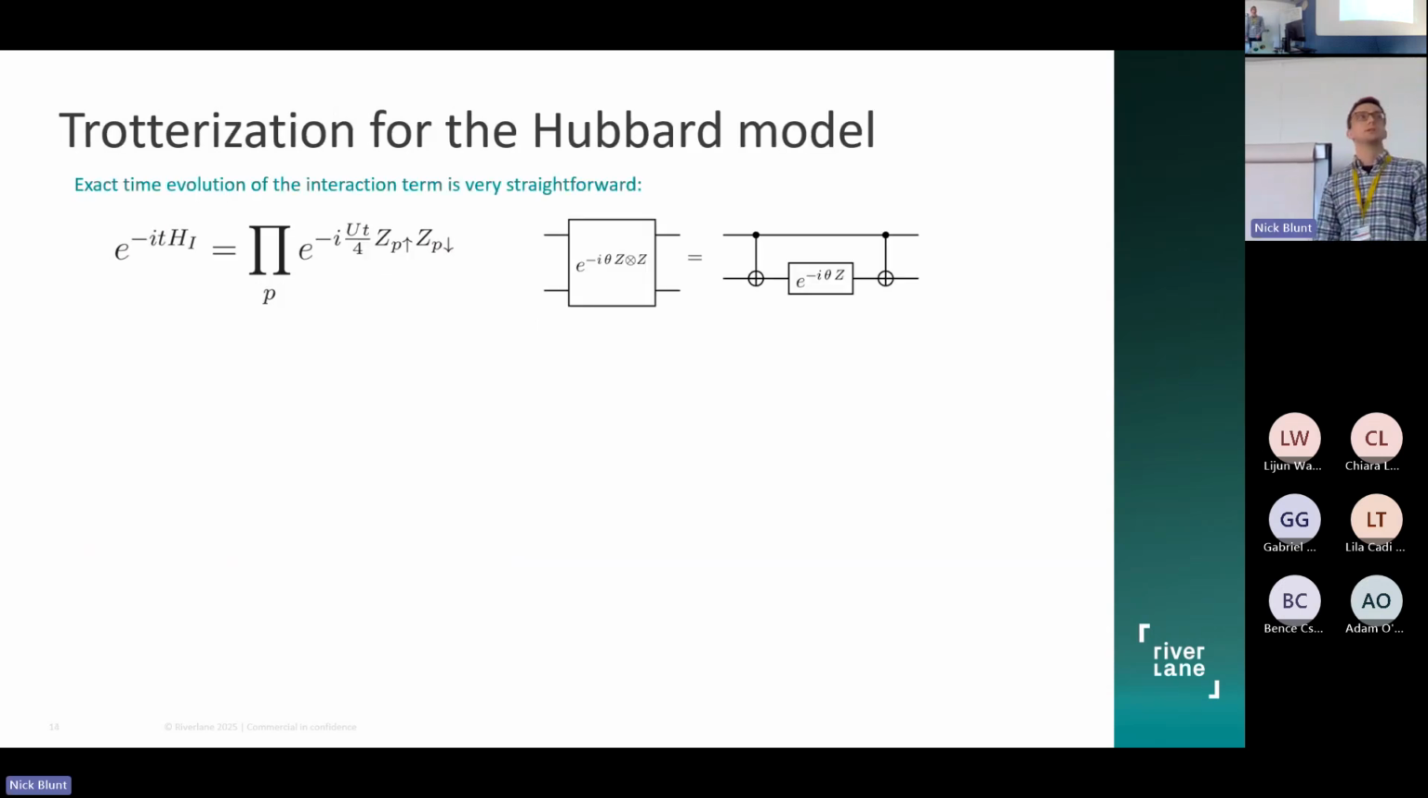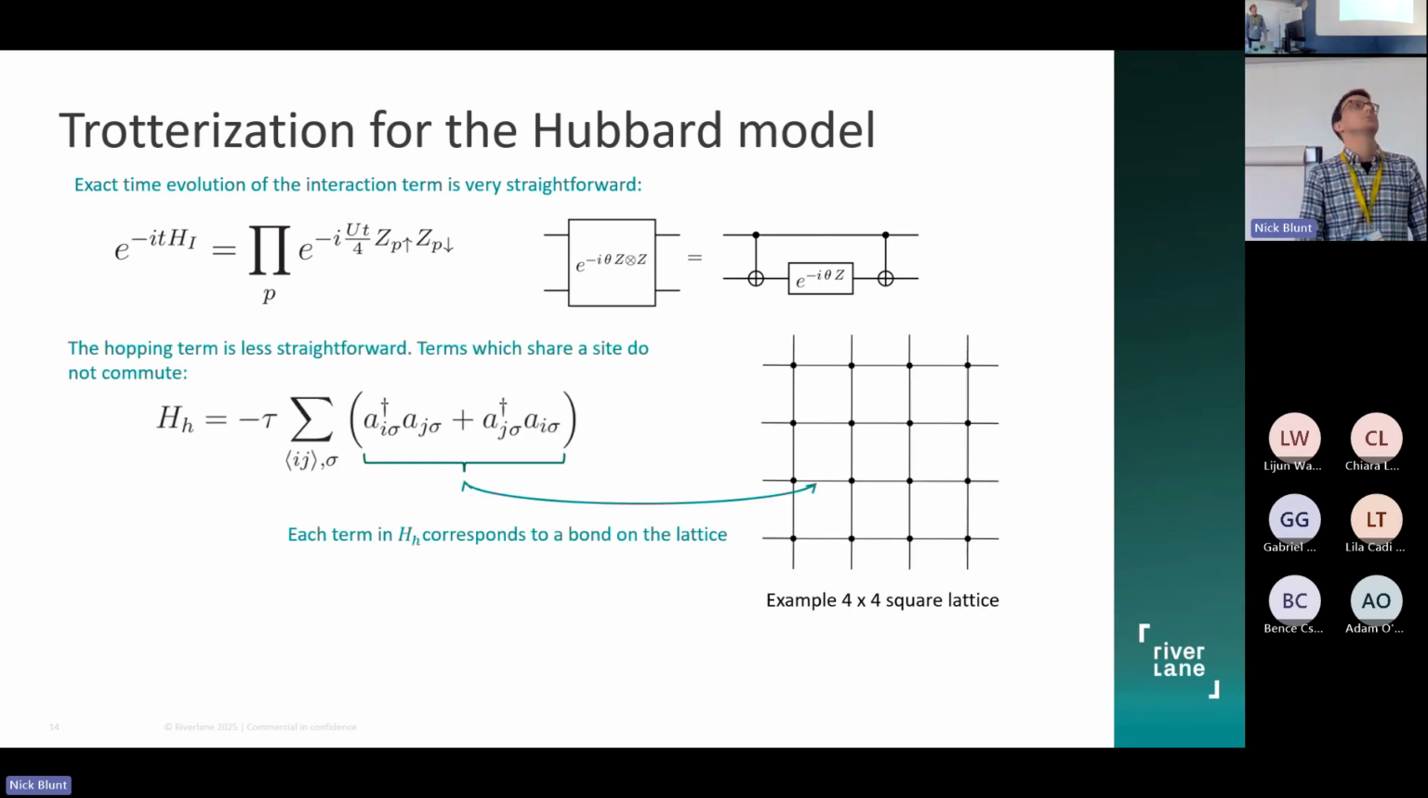Okay, but we want to implement time evolution for the full Hamiltonian. I've just said the interaction term is straightforward. The hopping term, unfortunately, is less straightforward. Here, each term in the summation corresponds to one of the bonds on this lattice, essentially. So if you're considering 2 bonds that don't touch each other, then these will commute because they act on different sites. Whereas if they touch on the same site, then they won't commute.